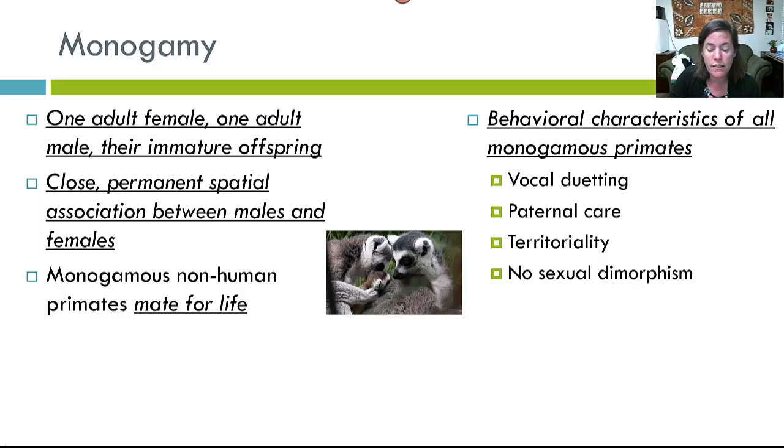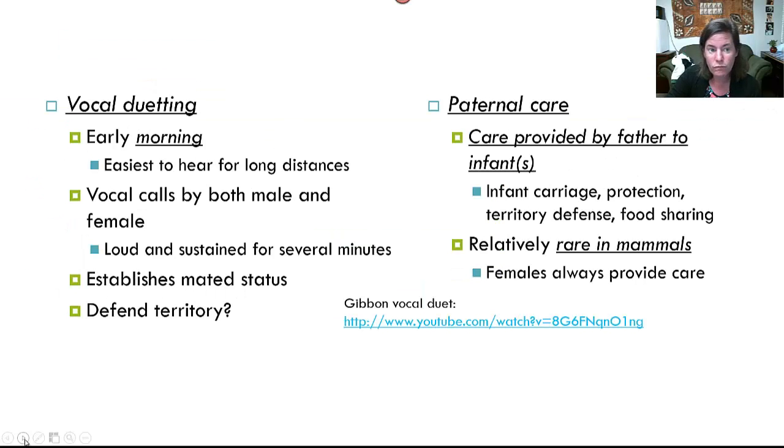In non-human primates that exhibit monogamy, they generally mate for life. So they have very long-term relationships. They are not, oh, I'll mate with this female this year and another female next year. It's not serial monogamy as we often see in humans, but a long-term monogamy. There are a variety of behavioral characteristics that are exhibited by the majority of monogamous primates. These are things like vocal duetting, paternal care, territoriality, and a lack of sexual dimorphism. And I'm going to go through each of these individually.